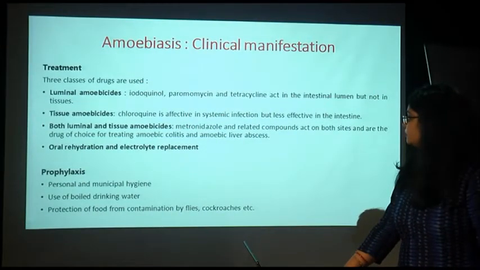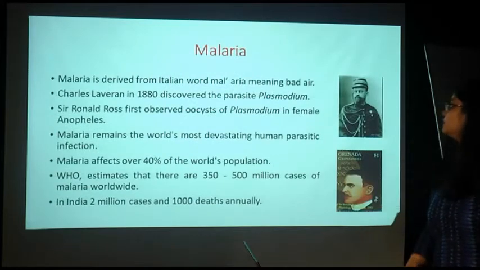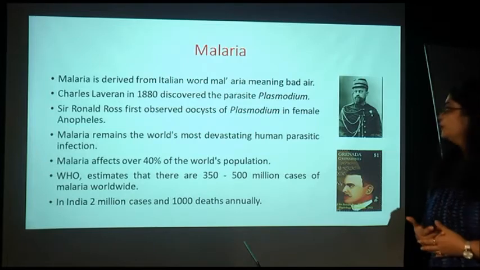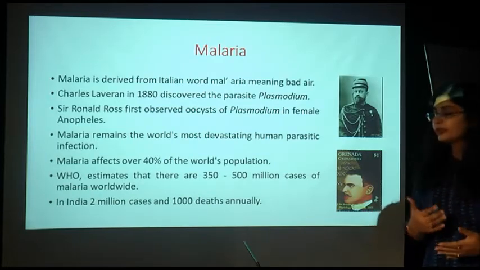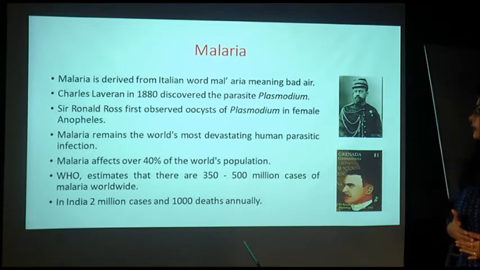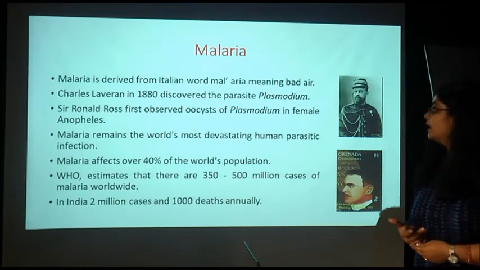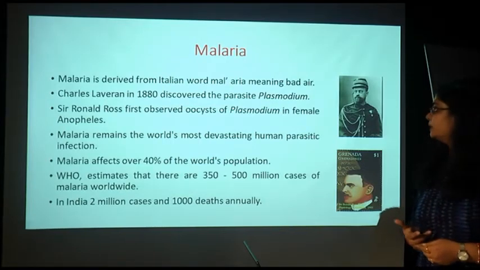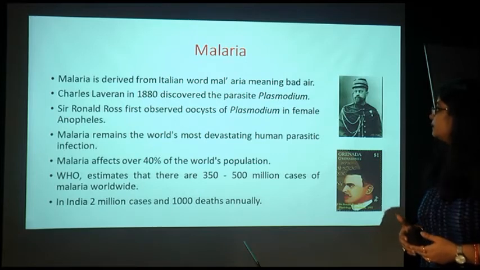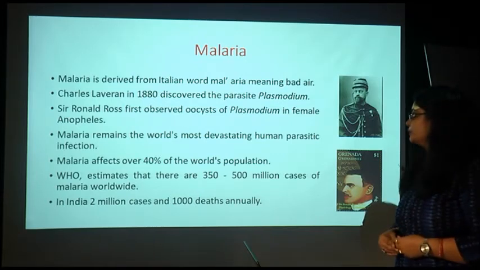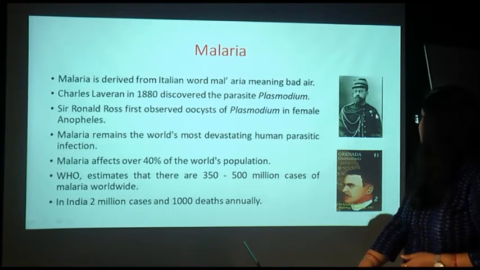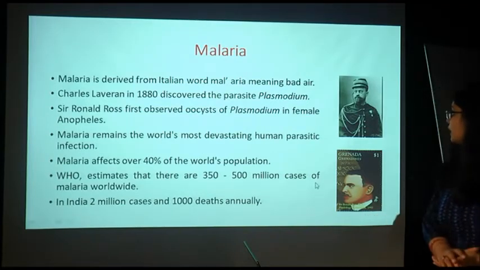So next we'll move on to malaria. Malaria is derived from the Italian word mal'aria, which means bad air. It was first discovered by Charles Laveran in the 1880s, who discovered the parasite Plasmodium, and then Sir Ronald Ross was the first one to observe that the oocysts of the Plasmodium are found in the female Anopheles mosquitoes. So this is Charles Laveran, and this is Sir Ronald Ross.